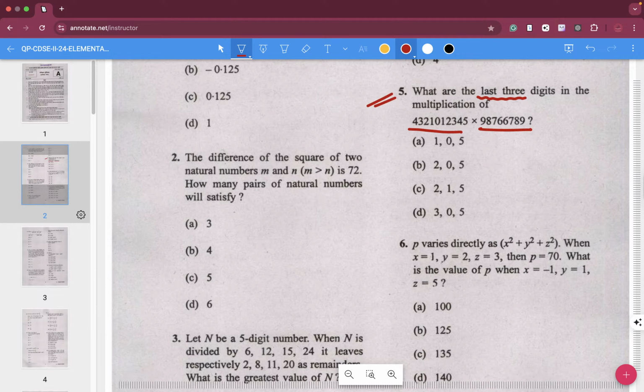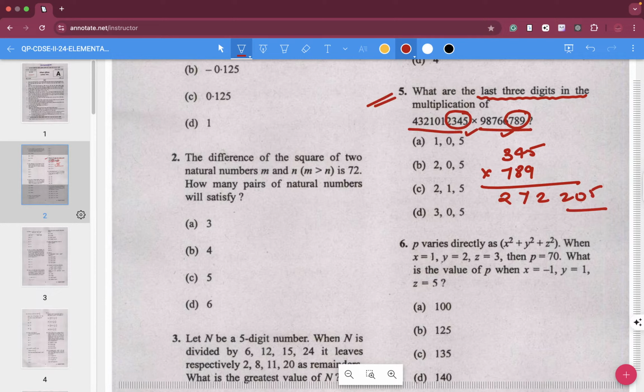So remember, in any given number, if it is in the form of multiplication, only the last 3 digits will influence the last 3 digits of the result, isn't it? So on both hand sides just take the last 3 digits. Over here it is 345 and over here it is 789. If you do the multiplication of this, I have done a little bit of my homework over here, you get 272205.